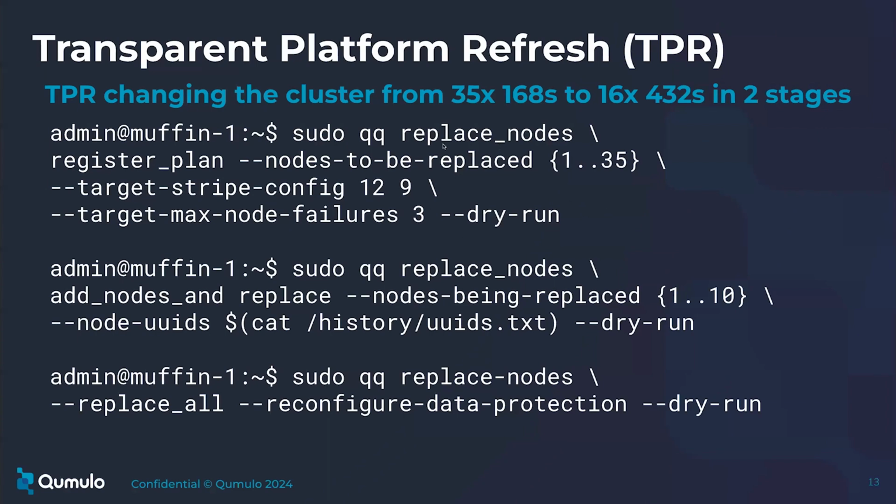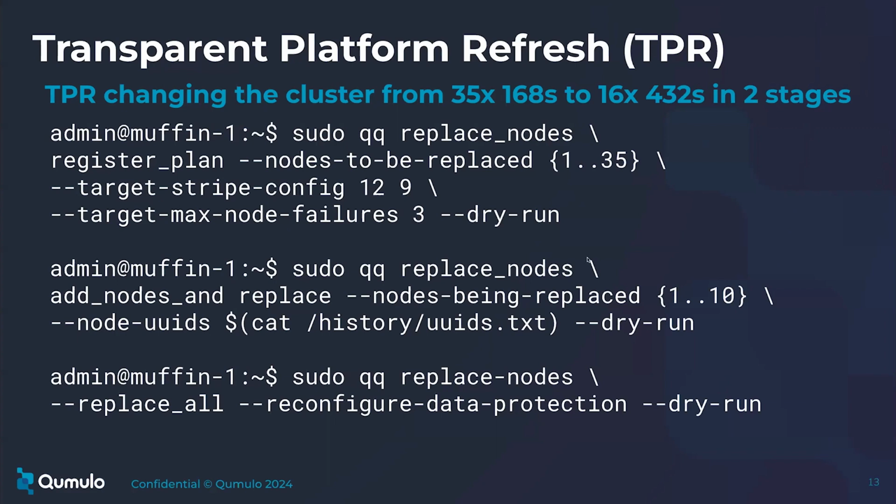Now, the only output of that, if you take off the dry run, is it'll say plan register. It's pretty anticlimactic. Now I go ahead and run my replace nodes command. Add nodes and replace, nodes been replaced. In here, I'm using the Unix verbiage, if you will, the curly brackets, to do nodes 1 through 10. And then I give it a listing of the UUIDs that I want it to do against. So what this is going to do is this will add in nodes 1 through 10 and rebalance over to those.